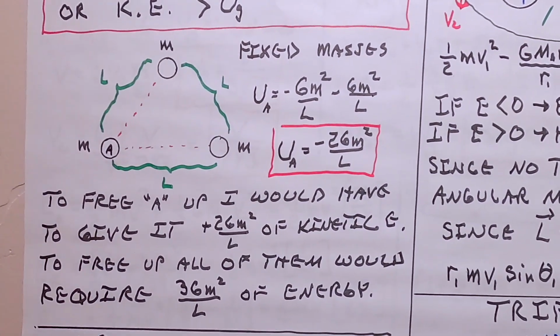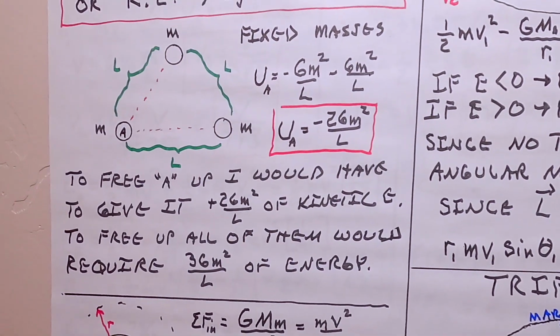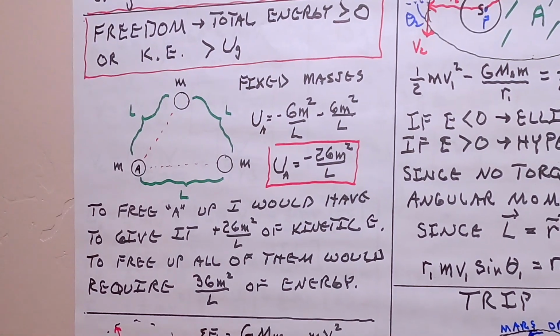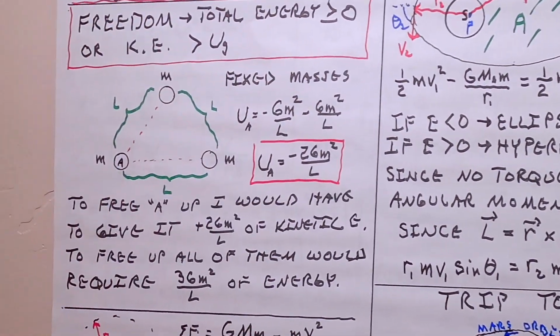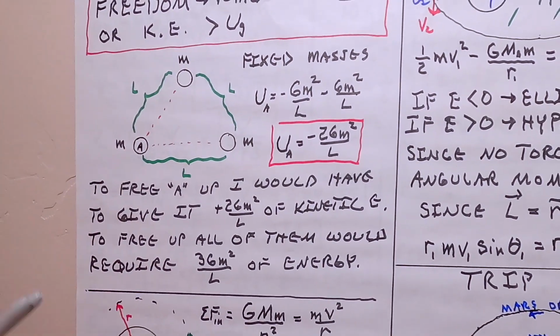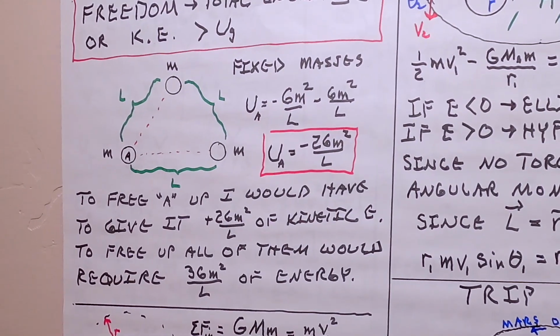If I wanted to free him up, I would have to give him at least plus that amount of energy to free him up. Right now, he's not free. Now, what if I wanted to free all 3 of them up right here? Well, then all I have to do is figure out what's the total potential of all of them. None of them have kinetic energy because they were just sitting at rest right here.